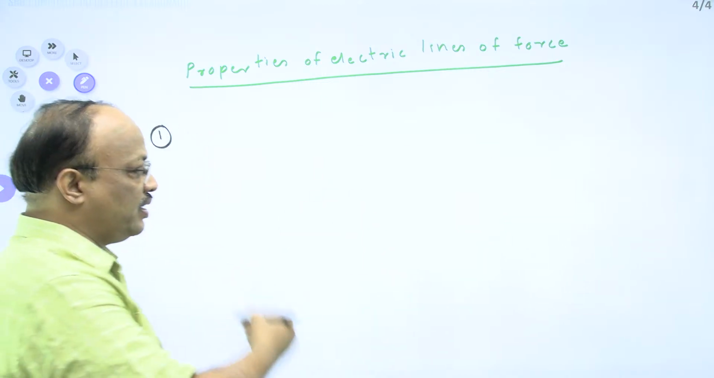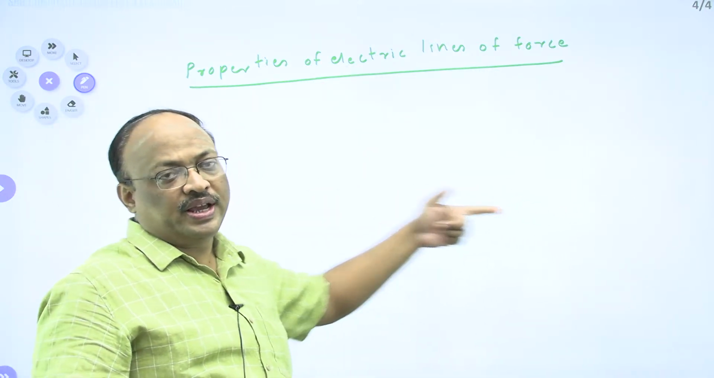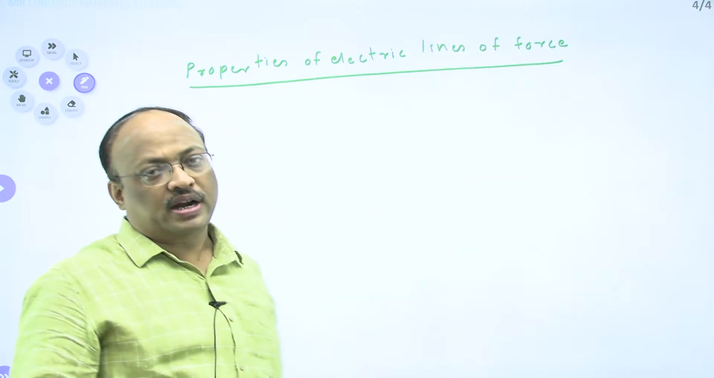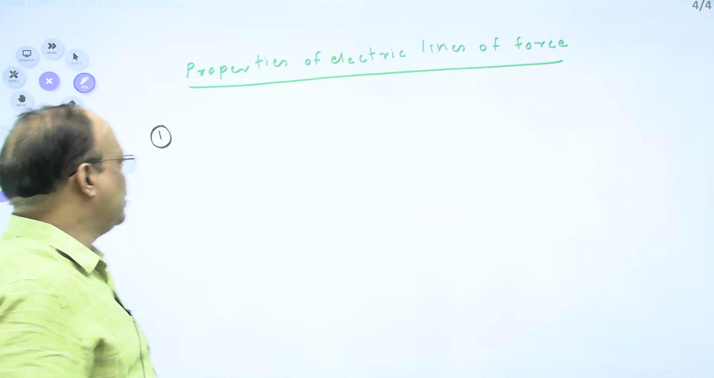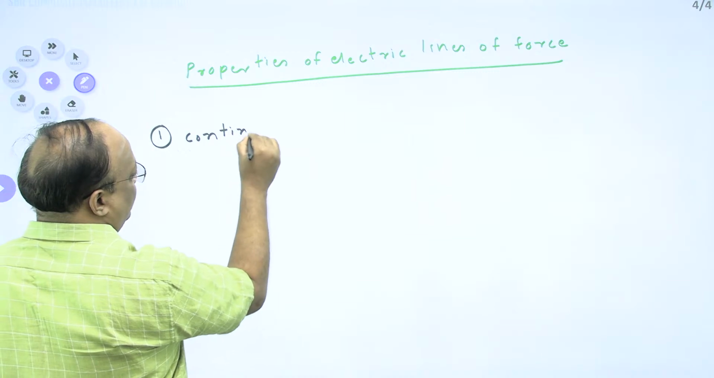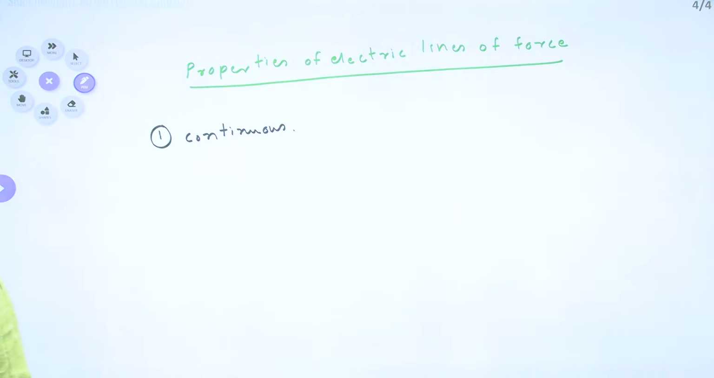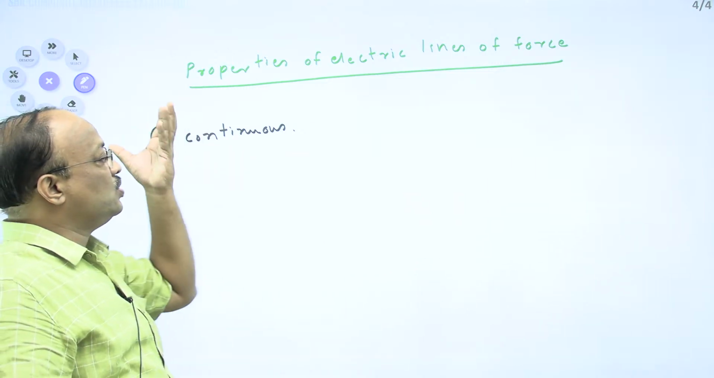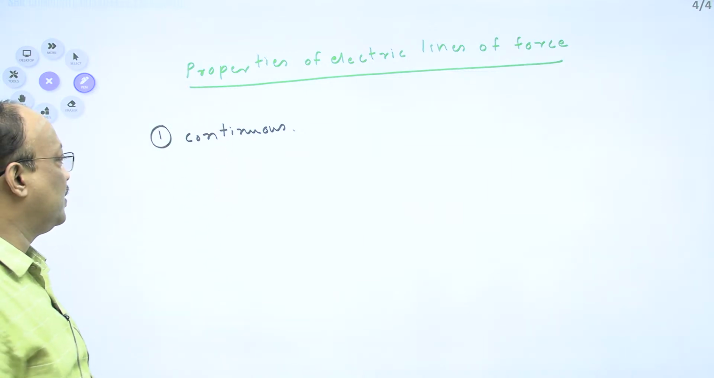As I'm saying, I'm drawing a continuous path, exactly how the positive charge moves. What path it will travel, the same path, in the same way we are drawing the electric lines of forces. So electric lines of forces are continuous. They are continuous, smooth curves without any break.